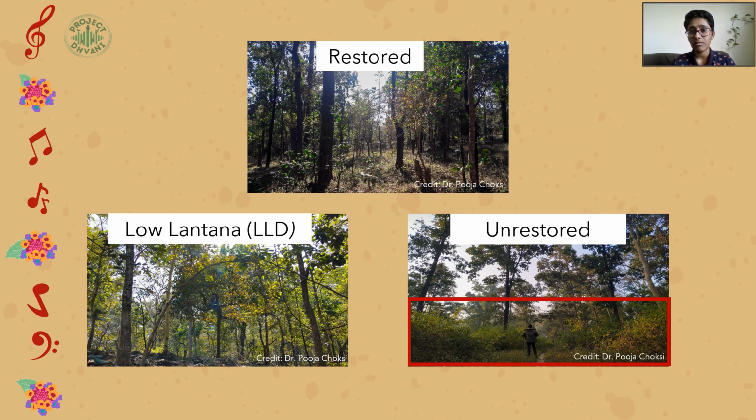Our study area consisted of three types of sites that had varying densities of lantana. Restored sites where lantana has been removed, low lantana sites where there is naturally little to no lantana, and unrestored sites with high densities of lantana.